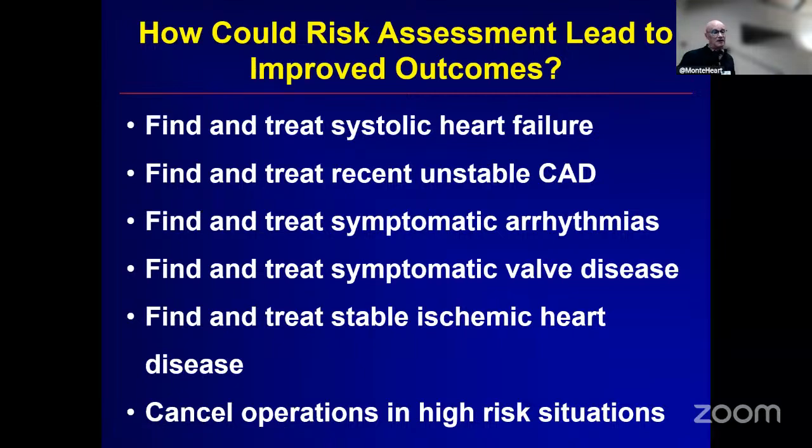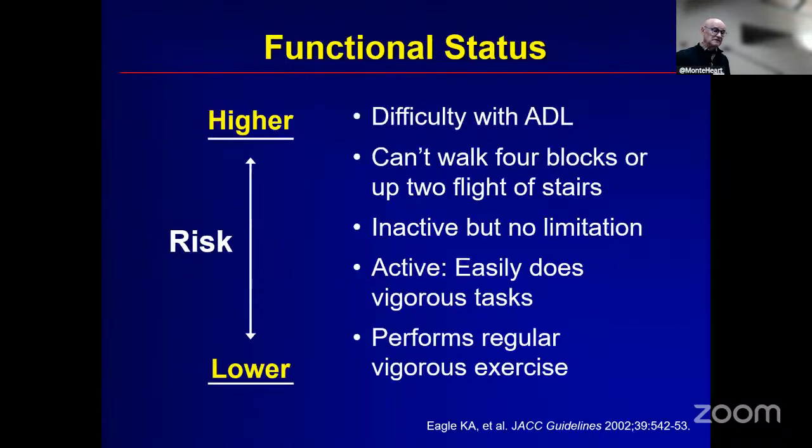So if you think about what we do preoperatively, why are we here? Well, we'd like to find and treat heart failure. We'd like to find and treat important coronary disease, ditto arrhythmias, ditto valve disease, and stable ischemic heart disease. And in high-risk patients, we'd probably like to cancel elective operations. That's why we're here, okay?